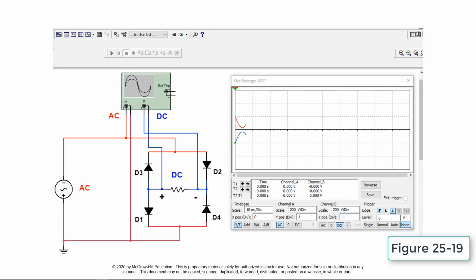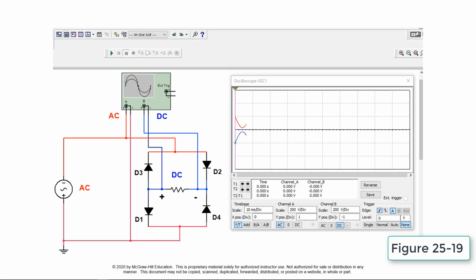This circuit simulates the operation of a full-wave rectifier circuit. During the positive half cycle, the anodes of D1 and D2 are positive, forward biased, whereas the anodes of D3 and D4 are negative, or reverse biased. Electron flow is from the negative side of the line through D1 to the load, then through D2 and back to the other side of the line.